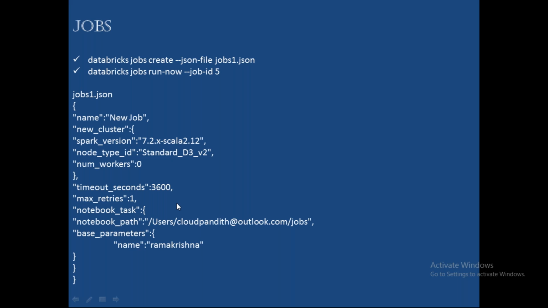Next, notebook task. Notebook task is nothing but which notebook you want to run. Here I have a notebook called jobs. This jobs notebook is expecting one dynamic parameter, that is name equal to Ramakrishna, which I'm passing. What is this name? It's a dynamic parameter. How to create dynamic parameters? We need to create a widget for that. Okay, clear?